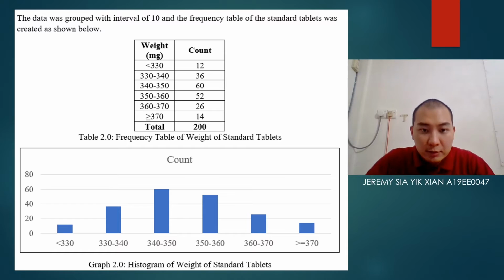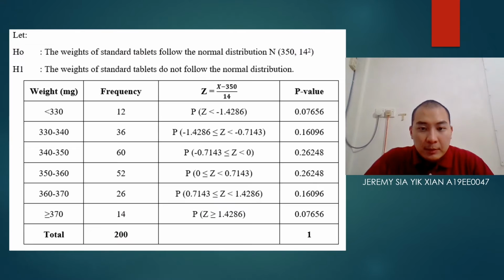Hi, I am Jeremy. For task B, first we group the data using an Excel file in the interval of 10. After that, we use Excel to plot a histogram. Then we proceed to the chi-square test. We let H0 be that the weights of standard tablets follow the normal distribution, while H1 is that the weights of standard tablets do not follow the normal distribution.